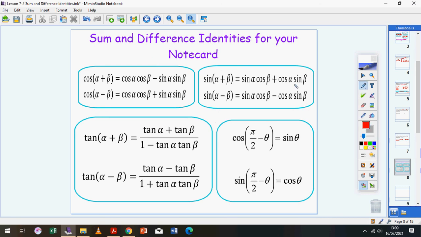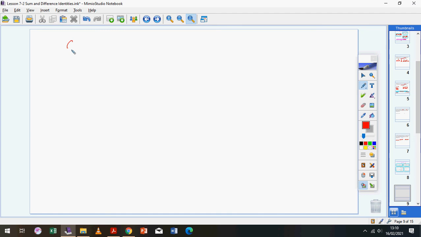I want to start with these addition ones, the sine of alpha plus beta. And alpha and beta simply represent two angles. It can be any two angles. It can be sine of x plus y. It can be p plus q. It can be any two angles, as long as it's any two angles.